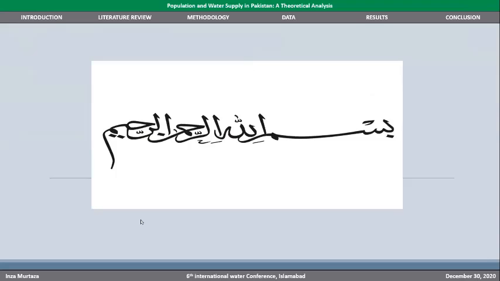Yes, sir. Assalamu alaikum everyone. I am Inza Murtaza. I am a scholar at the School of Economics at Delhi University. First of all, I would like to commend this initiative of organizing a conference on such a contentious issue of water, which is the epitome of life on this planet. It's a privilege to be part of this conference.